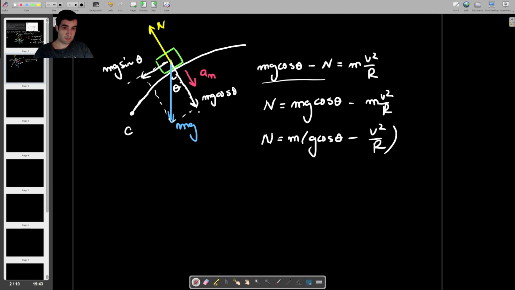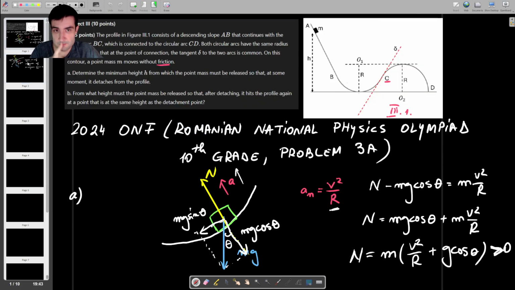Now this is a problem, because this can be negative. Well, it's not going to be negative, but it can be 0. So this is able to be 0, and when this is 0, the object is no longer in contact with the ground, essentially. And this is what we have to figure out. So we have to figure out the minimum height from which the point mass must be released so that at some point it detaches from the profile. So we know that it can detach from the profile anywhere from point C onwards.